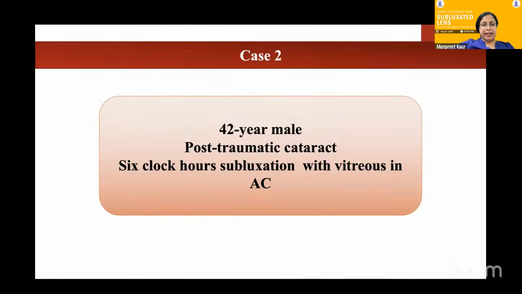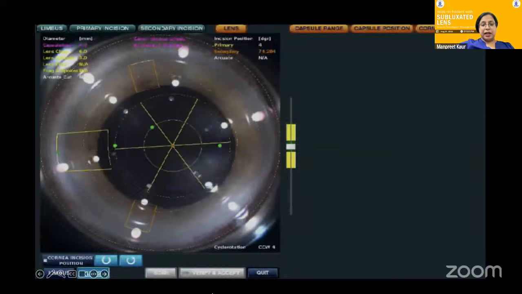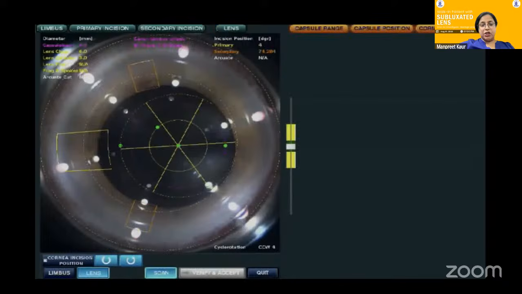So this is a second case in which there was a higher degree of subluxation, 6 clock hours with vitreous in anterior chamber. In these cases, if you do it directly, you will have to take care of the vitreous in anterior chamber by doing a limited anterior vitrectomy. During the anterior chamber fluctuations during the vitrectomy, you may end up extending your zonular dialysis and breakage as well. This is prevented by a femtosecond laser application.